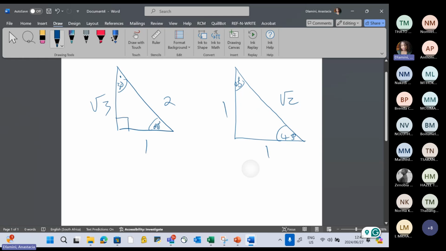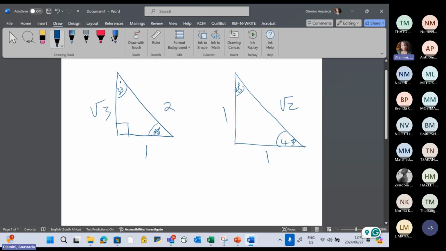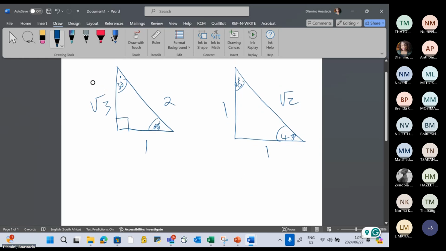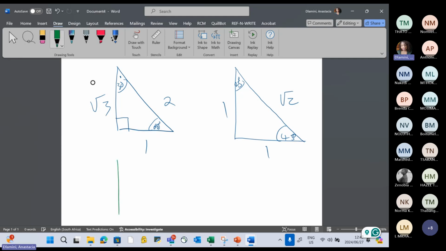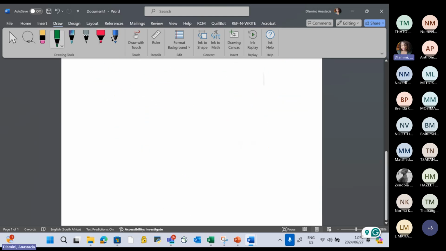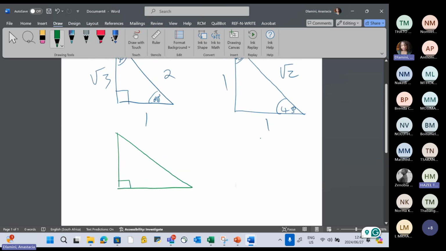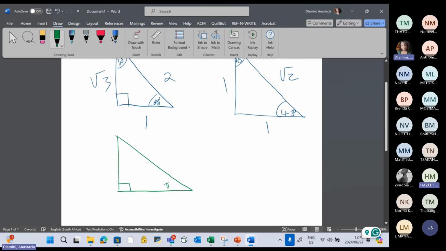Can we convert these angles into radians now? Because we are dealing with radians. Let's start with the first one. 60 is what? Pi over 3. Thank you. And then what is 30? Pi over 6. So we keep these ones the way they are.